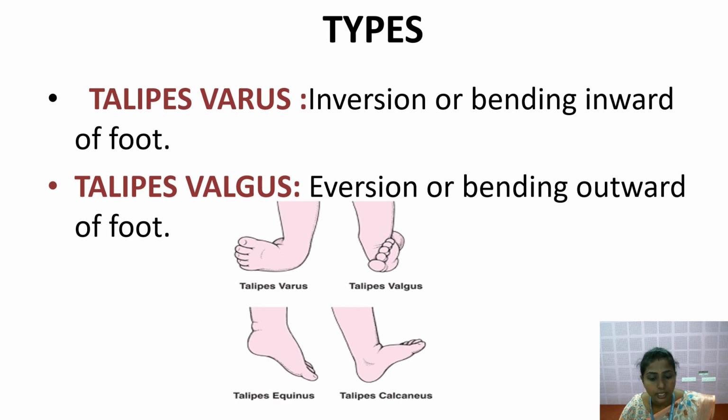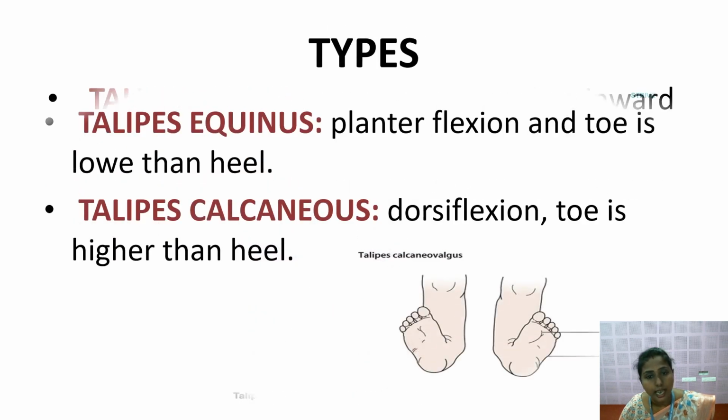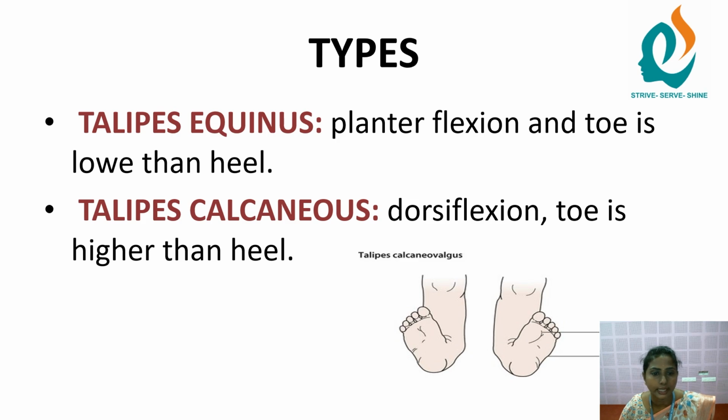The next conditions are talipes equinus and talipes calcaneus. Talipes equinus means plantar flexion, where the toe is lower than the heel, whereas talipes calcaneus means dorsiflexion, where the toe is higher than the heel. You can see in the image that the baby has dorsiflexion, the heel is down and the toe is in the upward position. These are the several types of congenital talipes equinovarus, otherwise known as club foot.